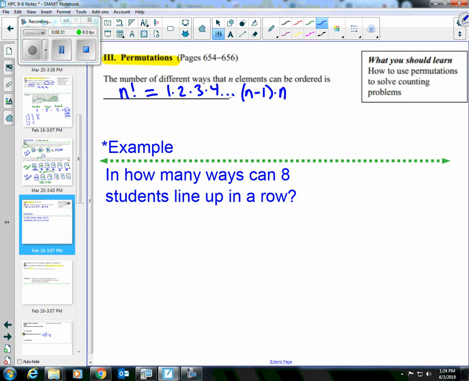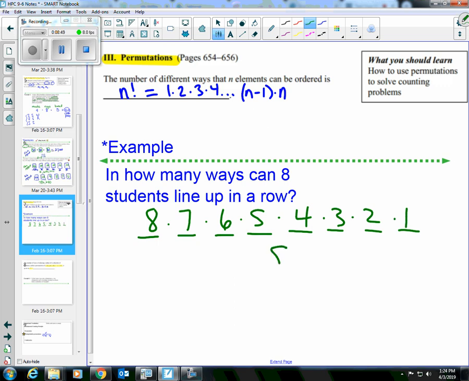So for example, please add these because this really helps. Like if I were going to ask you how many ways can 8 students line up? So here are my 8 students. I have 8 choices for that first person, right? There's 8 people, but after I put the first person in line, then there's only 7 options, then 6, 5, and then 4, then 3, then 2, then 1. So 8 factorial.